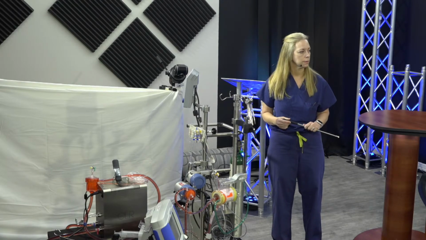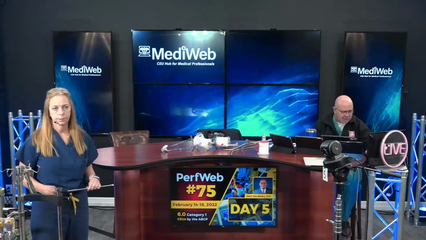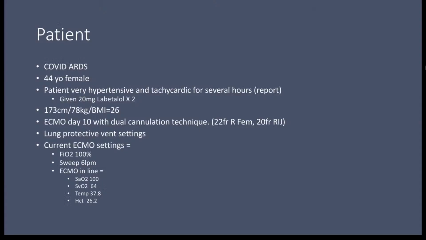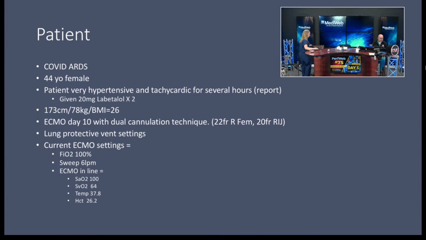Okay, so we'll go to full screen slides, and we're going to talk about this next patient. The title of it is Hyperdynamic. We talked about that. VQ mismatch of the ECMO circuit. Now, this is a COVID ARDS patient. In fact, all but one, I think, is COVID ARDS. 44-year-old female. Patient is very hypertensive and tachycardic for several hours, which was given to you in report. The patient was given labetalol times 2, 20 milligrams IV. The patient's 173 centimeters, 78 kilograms with a BMI of 26, so not necessarily a very big patient.